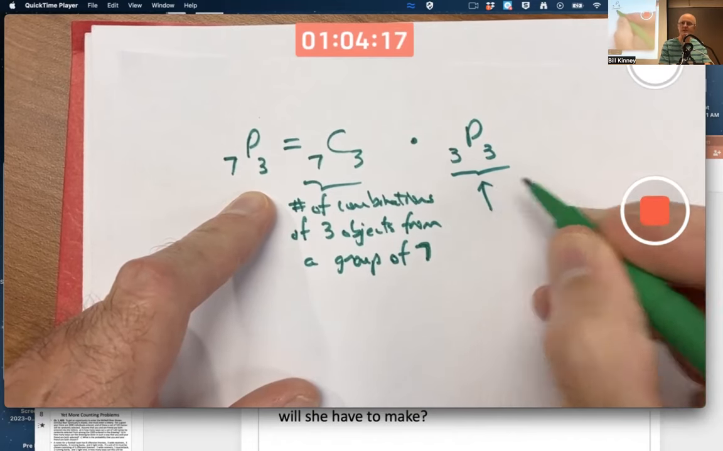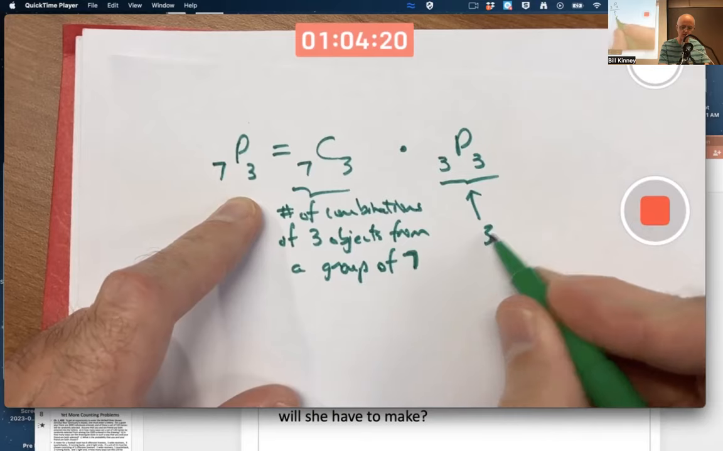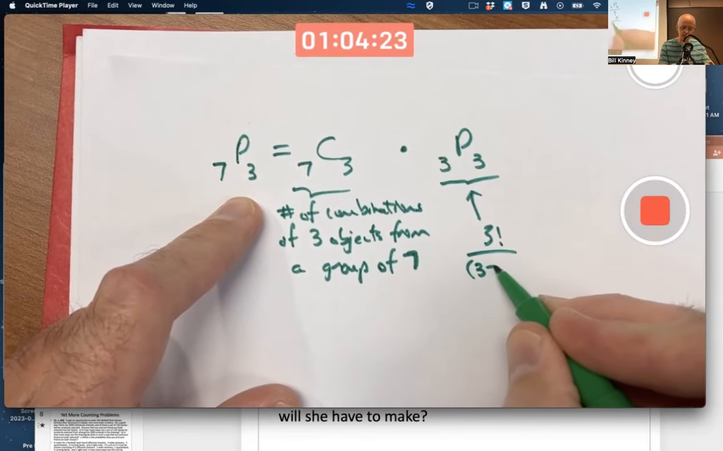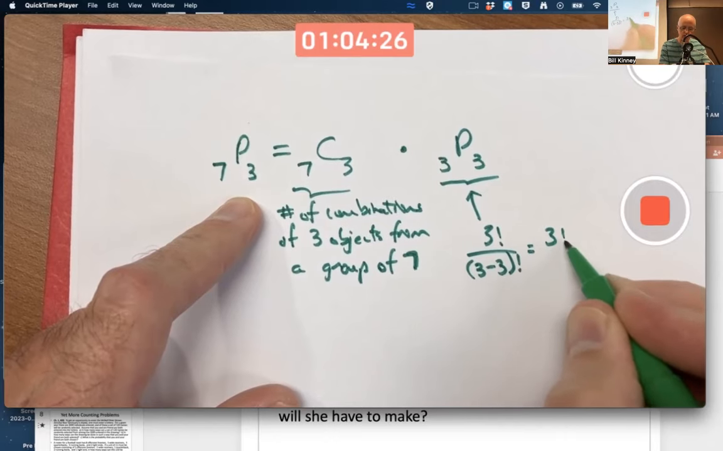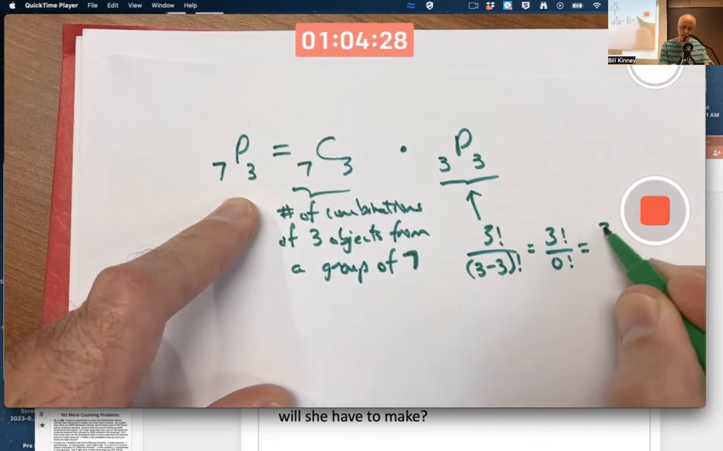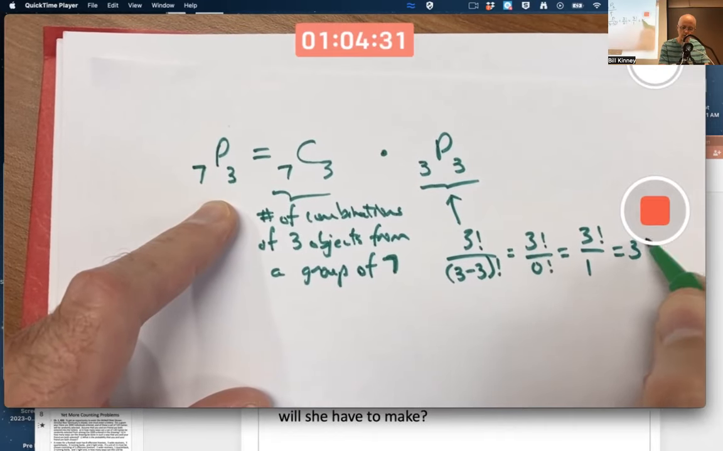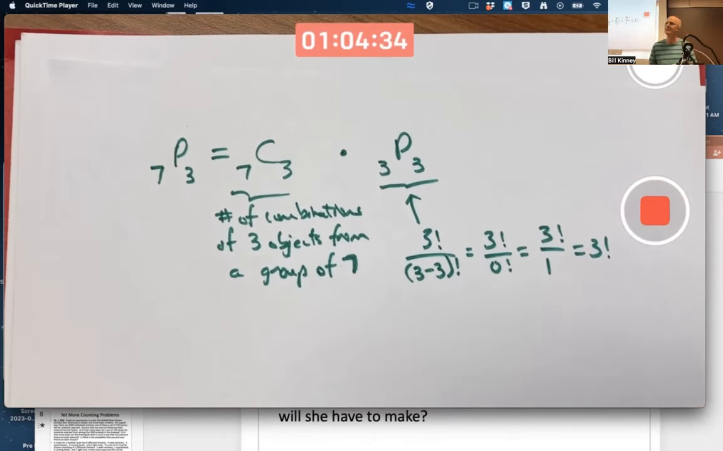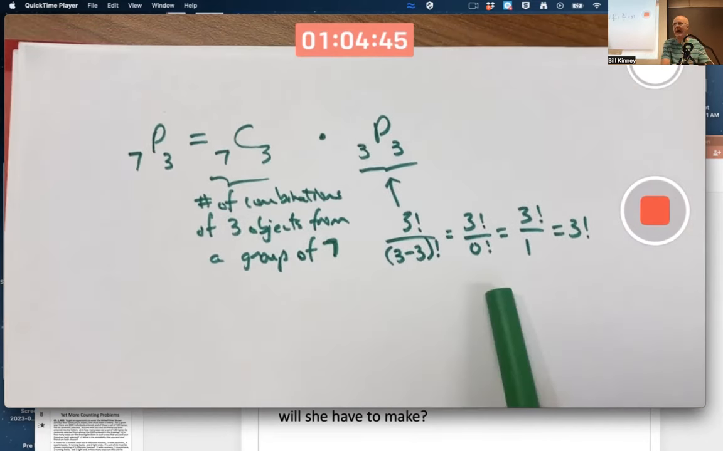but 3P3 is more simply 3 factorial, because it's 3 factorial divided by 3 minus 3 factorial, 3 factorial over 0 factorial, which is 3 factorial over 1, is 3 factorial. It's simpler just to write 3 factorial down from the beginning, and I could have realized that was the case by thinking about the multiplication principle and not bothering with that. There's 3 choices for the president, 2 choices for the secretary, 1 choice for the treasurer. If I've got 3 people, I'm ignoring those other people that I didn't choose.